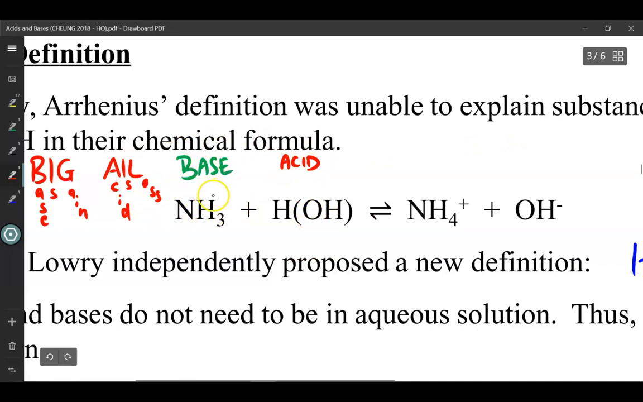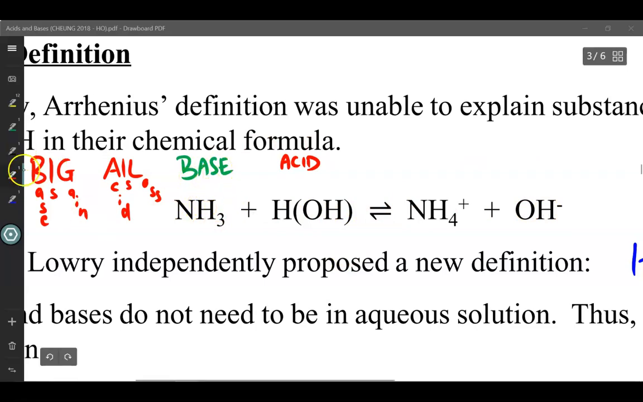And this is why ammonia has basic properties. It's not that ammonia itself released the hydroxide ion, but it caused the water molecule to release the hydroxide ion for it. And the hydroxide ions that are released during this process is what gives ammonia its basic properties.